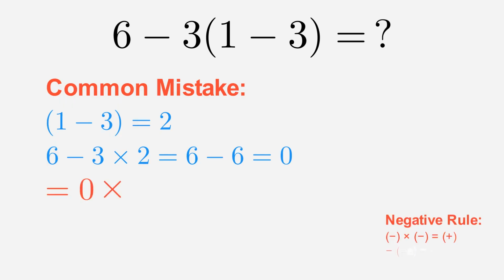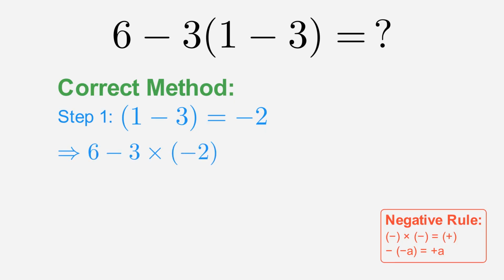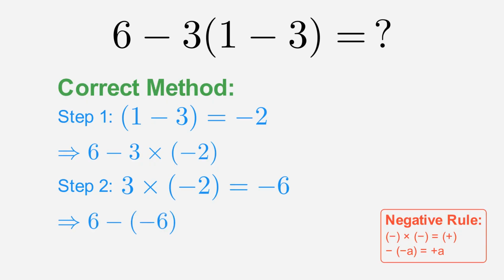Let me show you the right way. Parentheses first. 1 minus 3 is negative 2. Not 2. Negative 2. Now you have 6 minus 3 times negative 2. Multiplication next. 3 times negative 2 is negative 6. Now the problem is 6 minus negative 6.